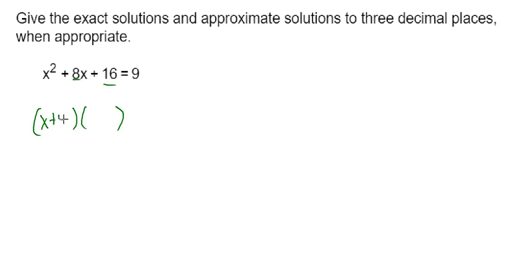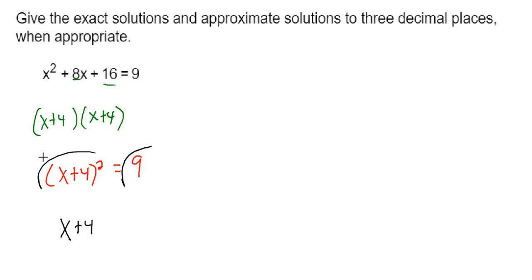It'll be +4 and +4. And we will want to write that as a square. So we'll write this as x plus 4 squared equals 9. And then we'll solve this equation by first getting rid of that power of 2. We'll take the square root of both sides.